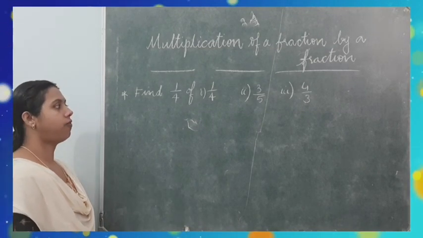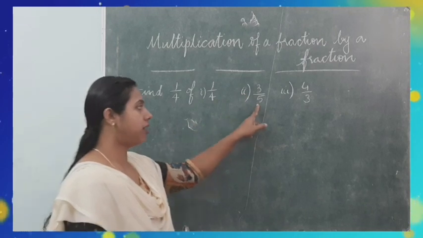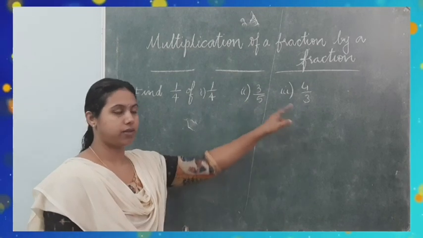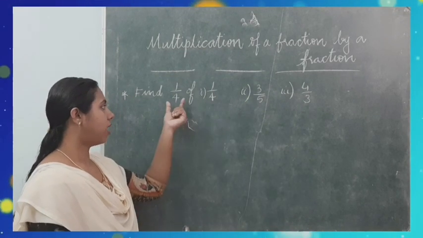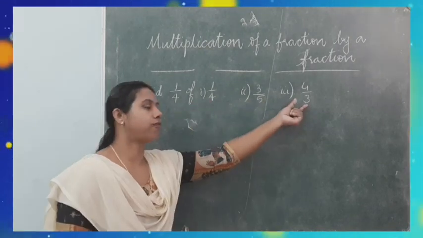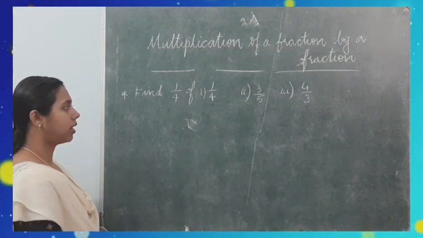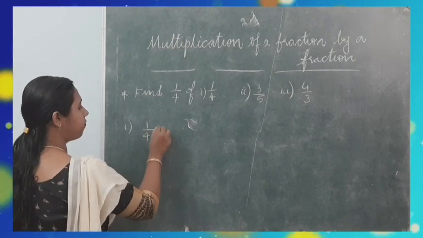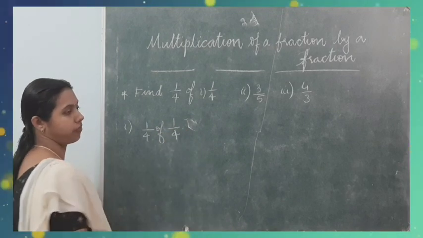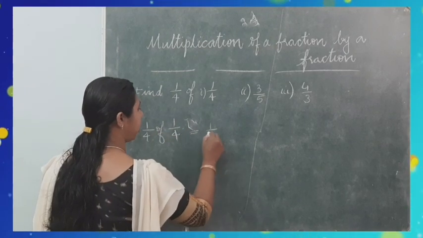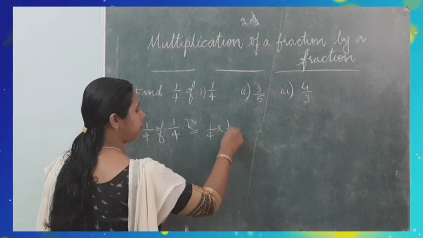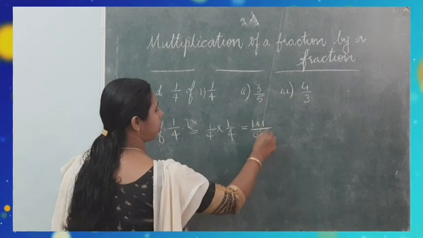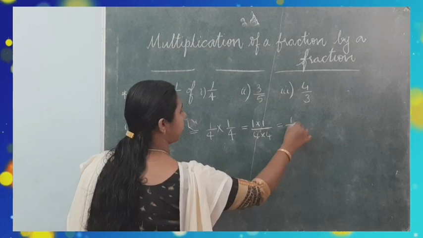Find 1/4 of 1 by 4, 3 by 5 and 4 by 3. There are three questions: find the 1/4 of 1 by 4, 1/4 of 3 by 5 and 1/4 of 4 by 3. We know that of means multiplication. So the first question: 1/4 of 1 by 4 is equal to 1 by 4 into 1 by 4, which is equal to 1 into 1 by 4 into 4. That is equal to 1 by 16.